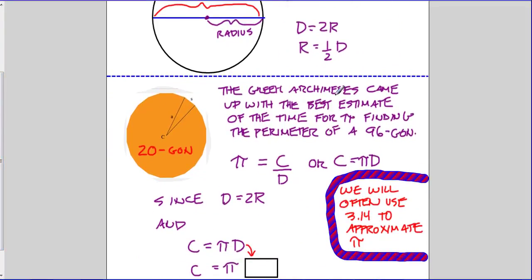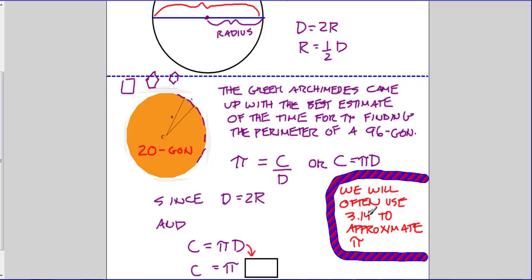So the Greek Archimedes is given credit for coming up with the best early estimate for the actual Greek letter pi, which is defined to be the circumference of a circle divided by the diameter. And he did this by apparently finding the perimeter of a 96-gon. Now here's a 20-gon. A 20-gon is a polygon. So for example, a regular 4-gon would be a square. A regular pentagon would be called a 5-gon. A hexagon would be called a regular 6-gon, etc. So he actually figured out the perimeter, that is the distance around a 96-gon. He used that as an estimate for pi.